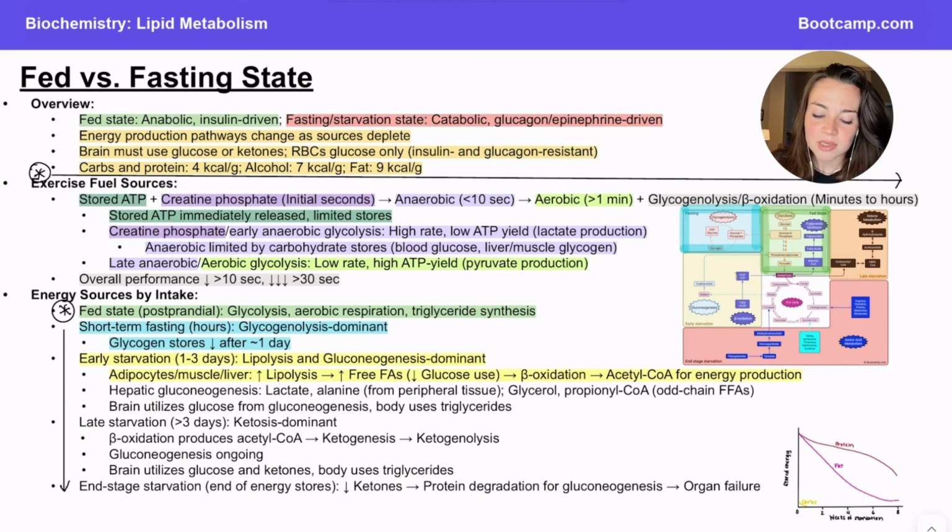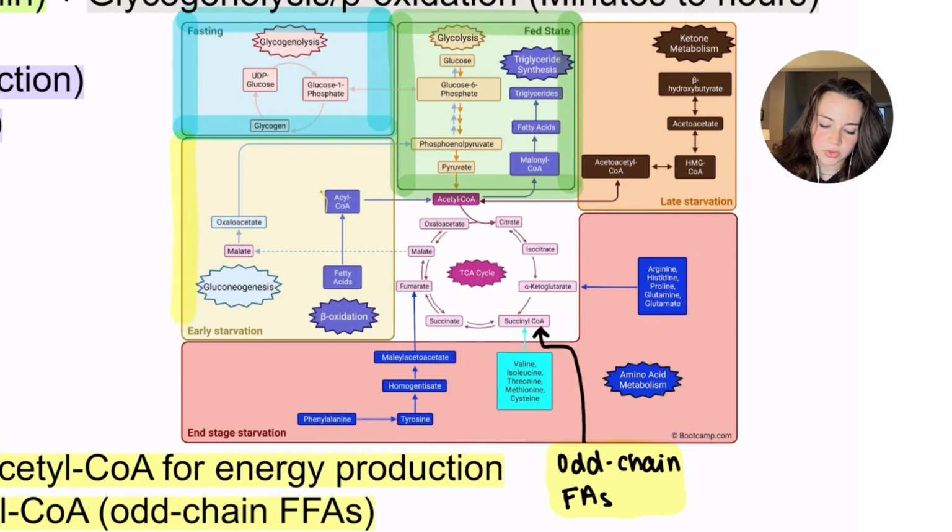But remember, because our red blood cells can only use glucose as an energy source, we need to be making glucose for them. So at the same time as all of this, the liver is also going to be undergoing gluconeogenesis. And there are lots of different starting substrates for gluconeogenesis, like we talked about in our gluconeogenesis video. We could use lactate or alanine from peripheral tissue, as well as glycerol and propionyl-CoA from odd-chain free fatty acids. So you can see our early starvation energy production box over here.